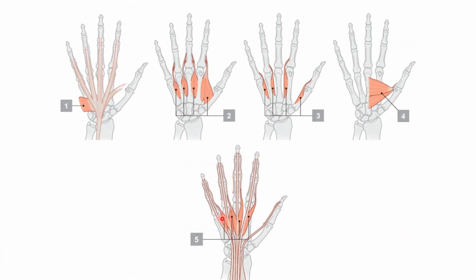Okay, you can see this is lumbricals. This one and this one are lateral two lumbricals. This one and this one are medial two lumbricals. Lateral two lumbricals are supplied by the digital branch of the median nerve and medial two lumbricals are supplied by the deep branch of the ulnar nerve.